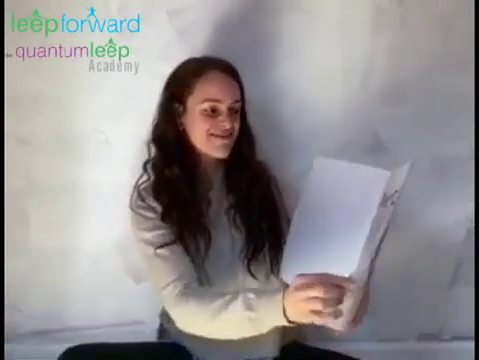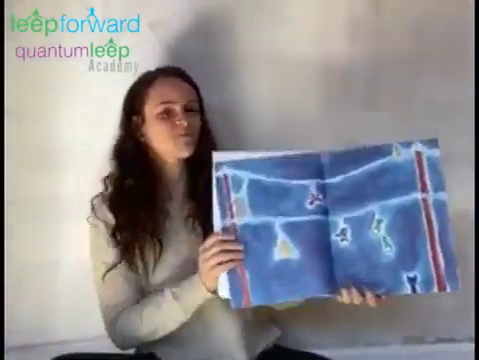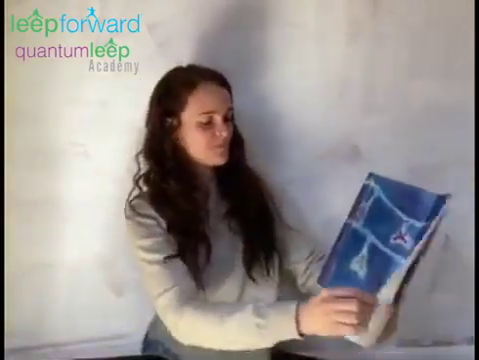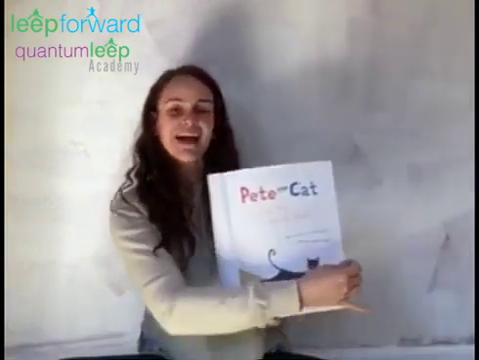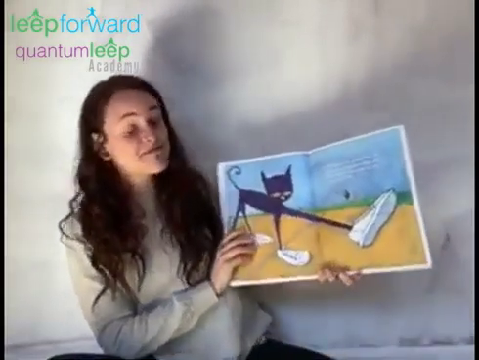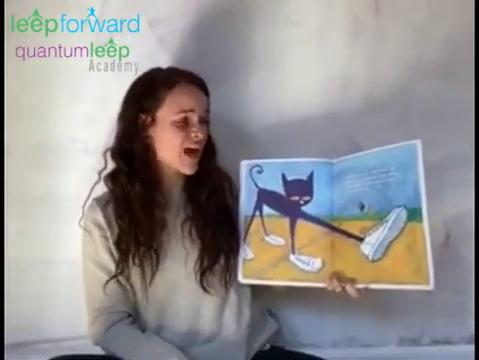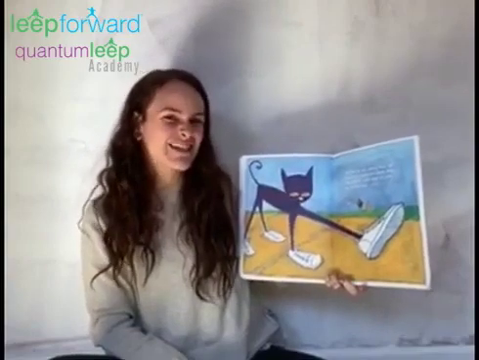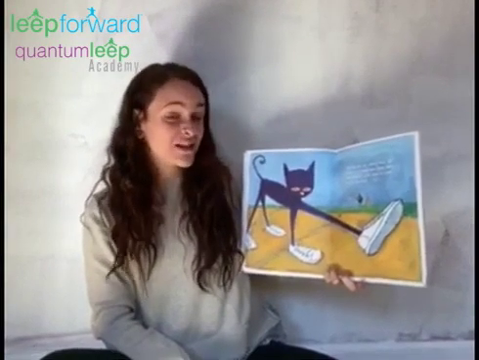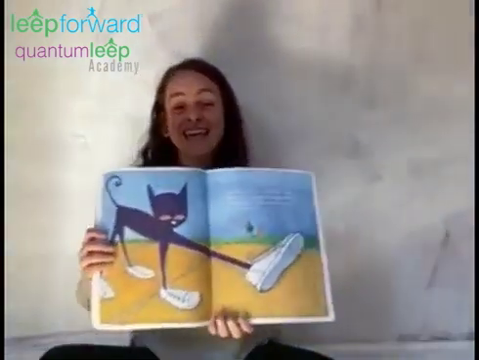Let's get started. Look at all these shoes. What is Pete up to? Pete the Cat. I love my white shoes. Pete the Cat was walking down the street in his brand new white shoes. Pete loved his white shoes so much, he sang this song.